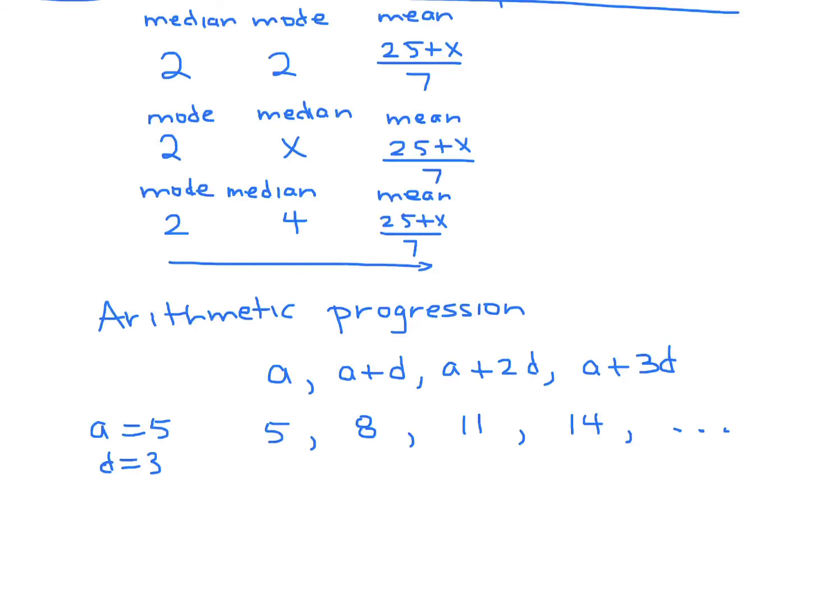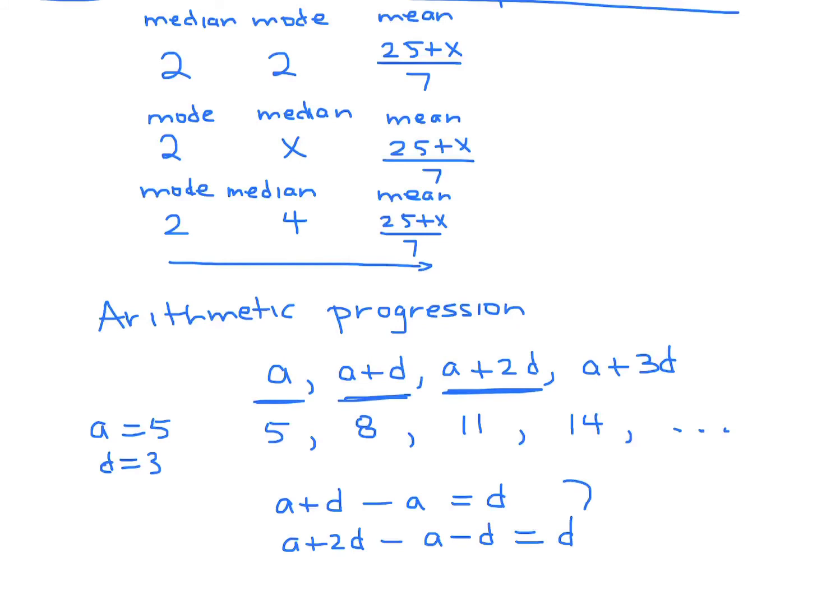Now, one of the cool things about arithmetic progressions is that if you subtract 2 consecutive terms, they will always give d. So for example, if I took this term, a plus d, and subtracted from it the first term, it would just give me d. Similarly, if I took this term, a plus 2d, and subtracted from it the term before it, it would become a plus 2d minus a plus d, and that's just d. So we can use this concept or this fact on these ones. All right? So here we go.